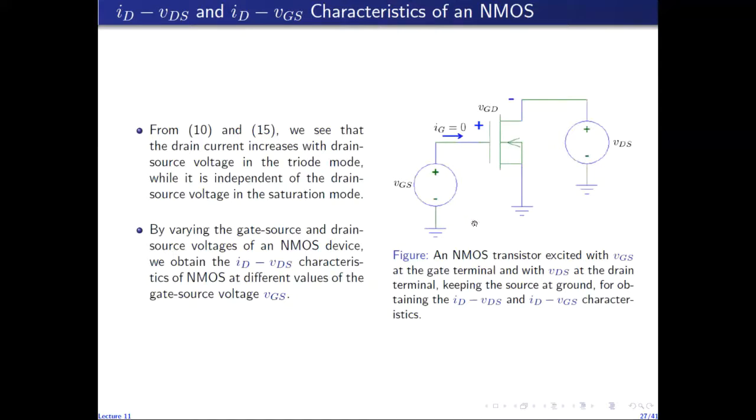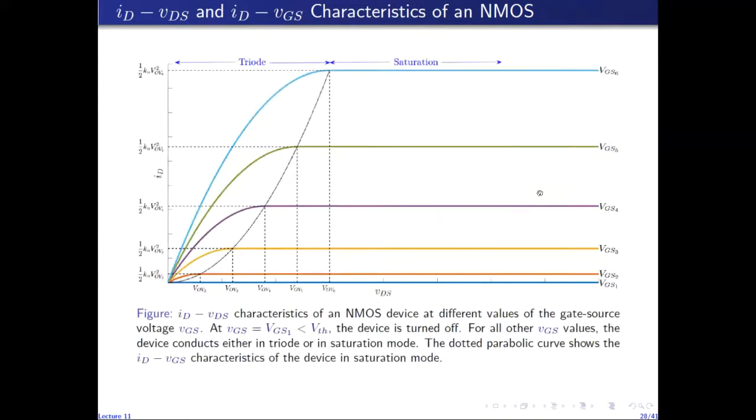In this circuit, we excite the NMOS with different values of VGS and VDS. For a given VGS, we vary VDS, and then we change VGS to a new value and vary VDS again. Doing this, we get a family of curves at different values of VGS, which are called the ID-VDS characteristics.